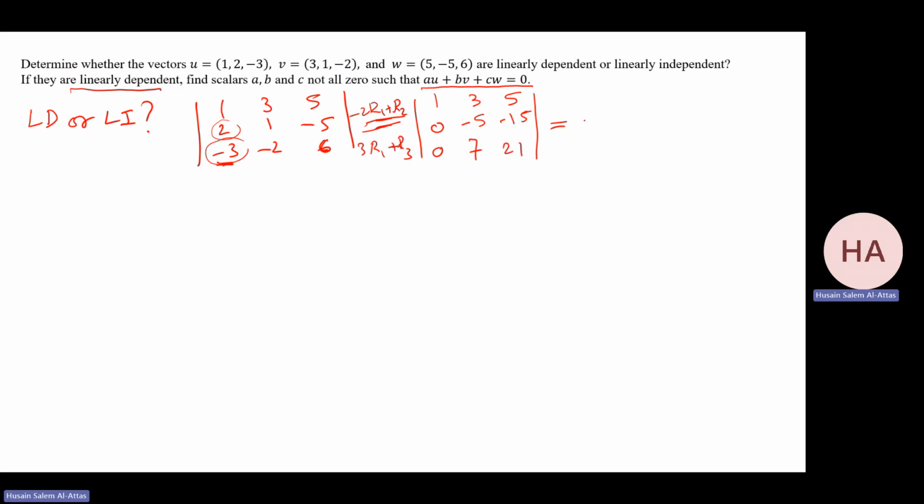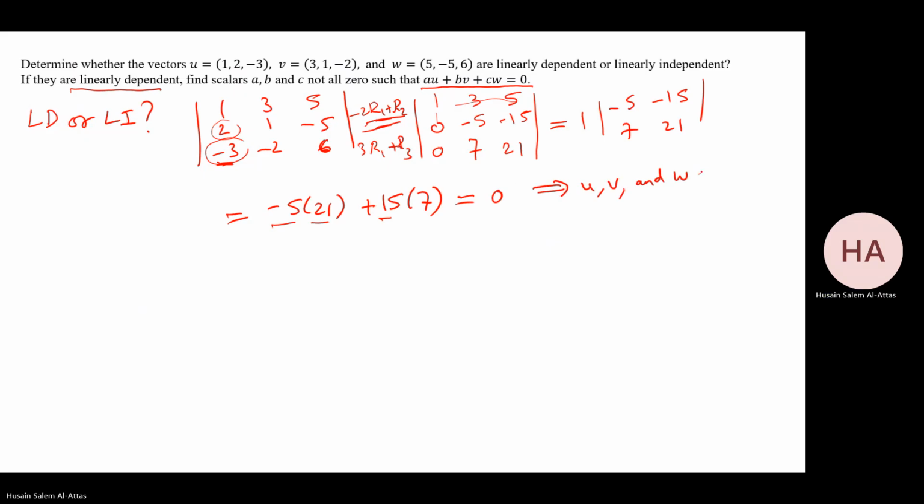So that gives me 1, and I cancel this with this. So 1 times this determinant. Just to remind you about how to do the calculations, that gives me -5 times 21 plus 15 times 7. You notice this is -5 times 3 times 7, and this is 5 times 3 times 7, so the result is 0. That means U, V, and W are linearly dependent, since the determinant is equal to 0. If the determinant is not equal to 0, then for sure they are linearly independent.